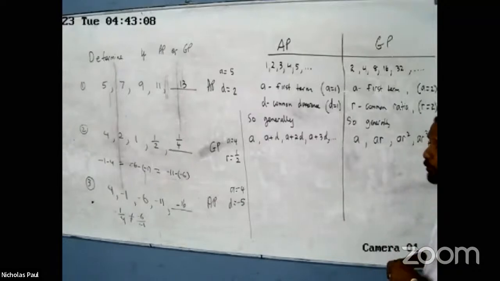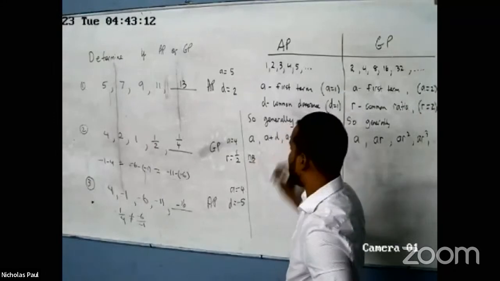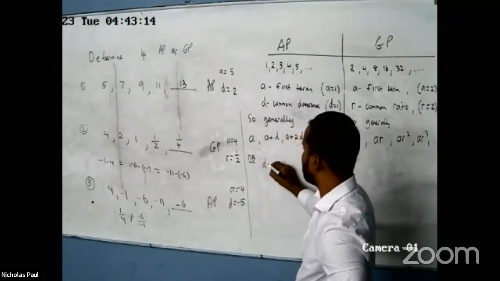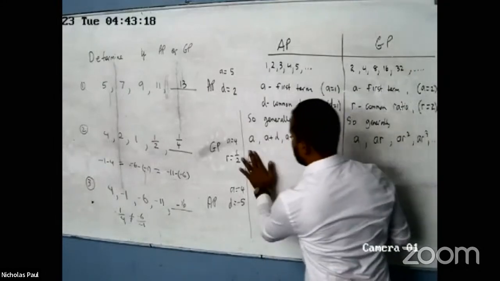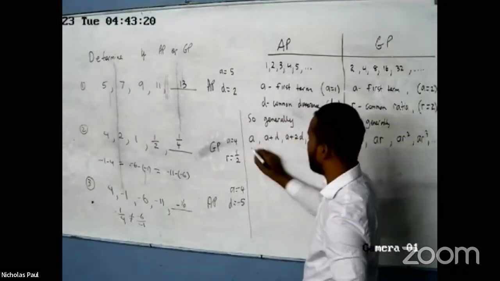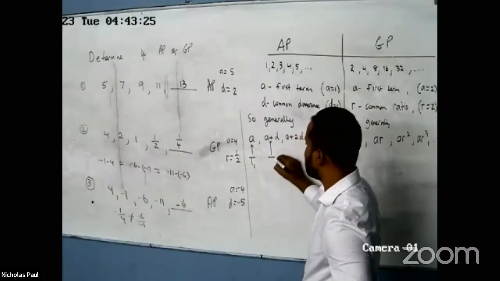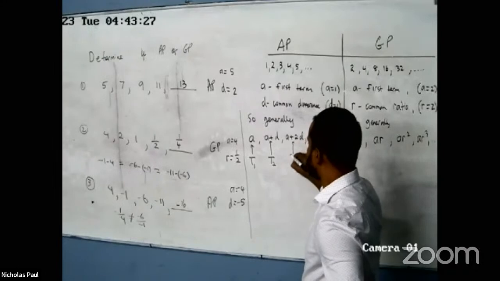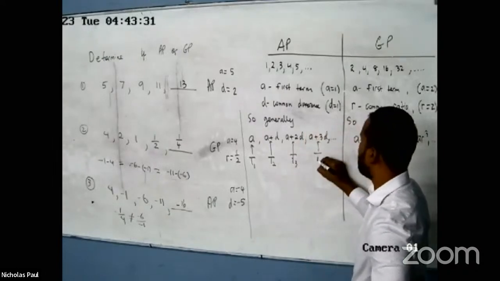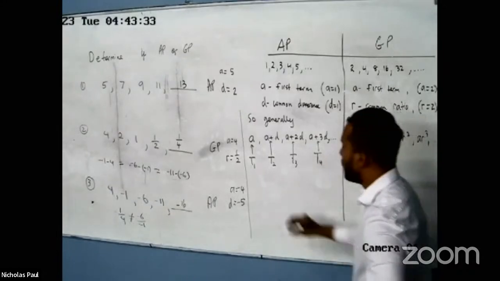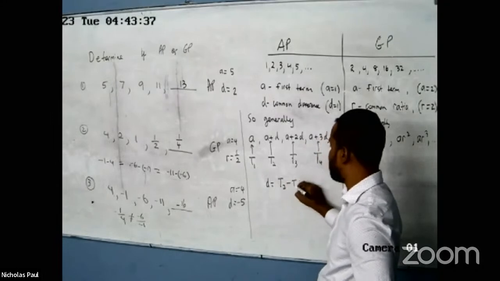So how do we get D now? Note that there are two things I want to note. I shall label this here for you. This here is your first term. This here is your second term. This here is your third term. This here is your fourth term. So to get D, you're subtracting any two consecutive terms.